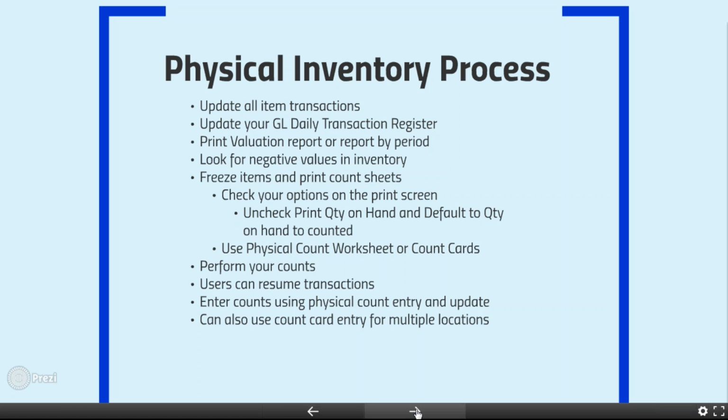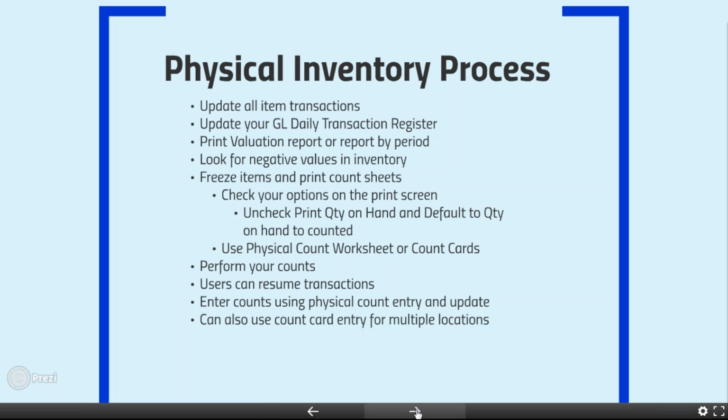Print the valuation report to have something to tie to your general ledger later. You can use the regular valuation report if you have a clean cutoff of transactions, or if you continue posting transactions into the next period, the inventory valuation by period report is a great option. Print your stock status report and look for any negative balances. It's a really nice time to make adjustments and correct any negative balances that you have in your inventory.